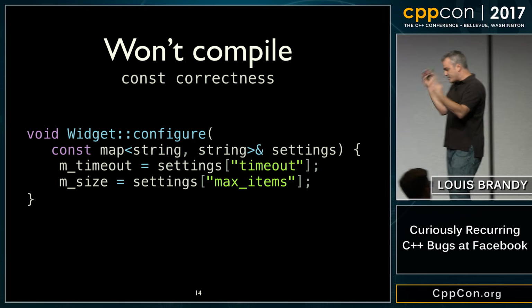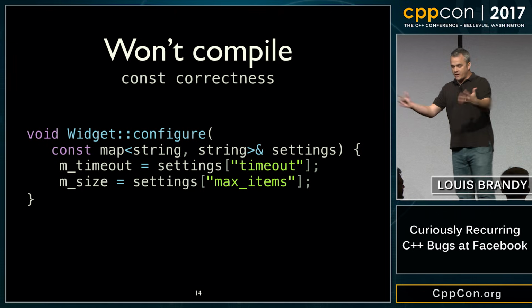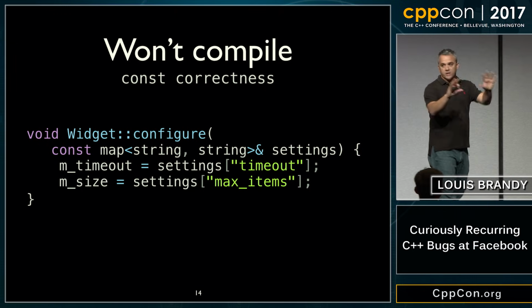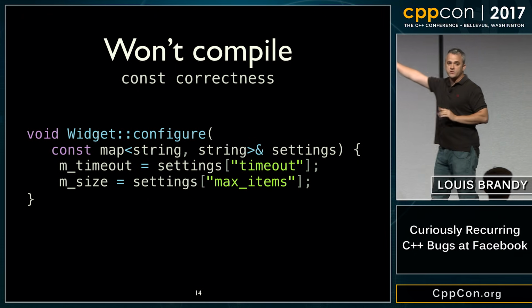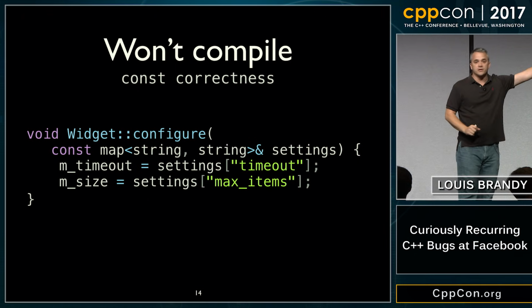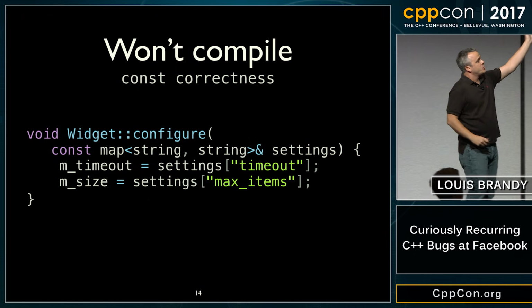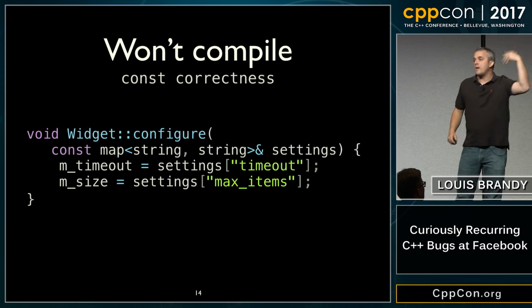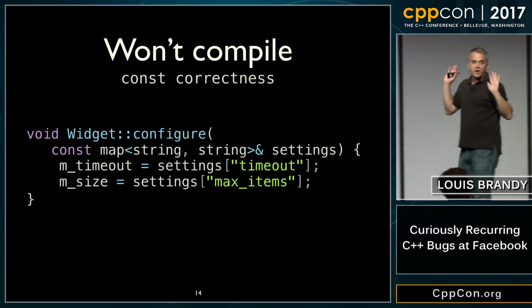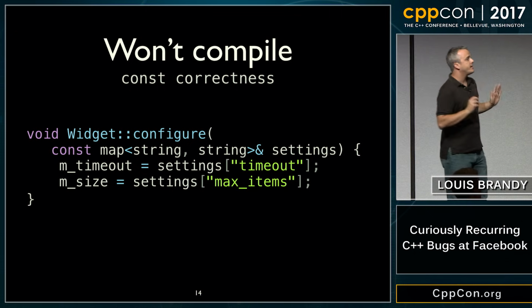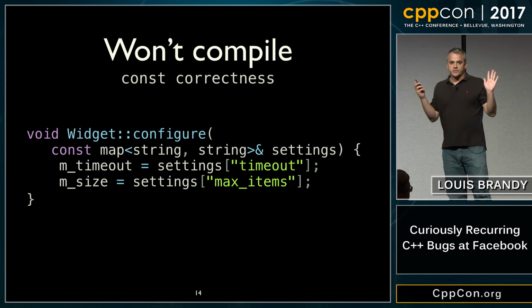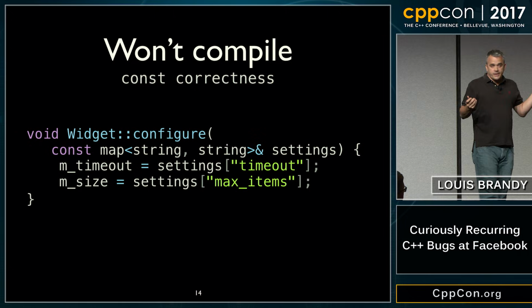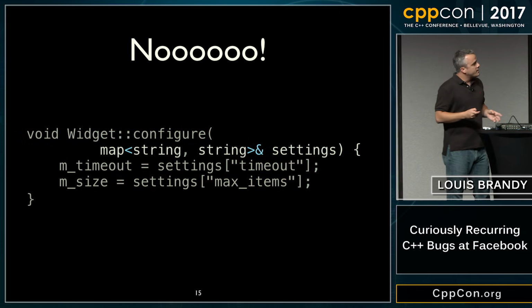So we actually protect our beginner programmers from this because we drill into them const correctness. Be const correct. It will save you from bugs. This is one of those bugs it saves you from. This code will not compile, okay? You have a settings map that you're trying to read from with a square bracket operator, but the settings map is const, so this won't compile, because the square bracket operator might need to insert. Therefore, it won't work, right?